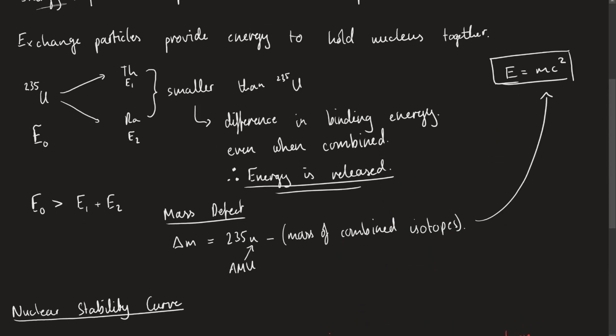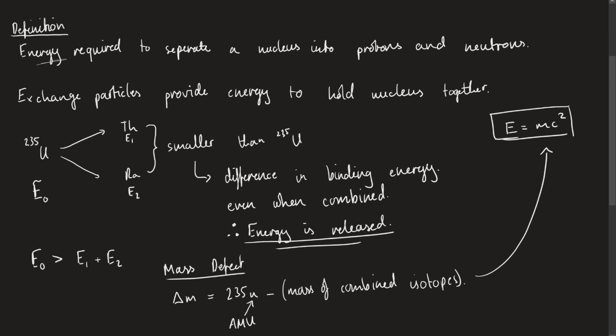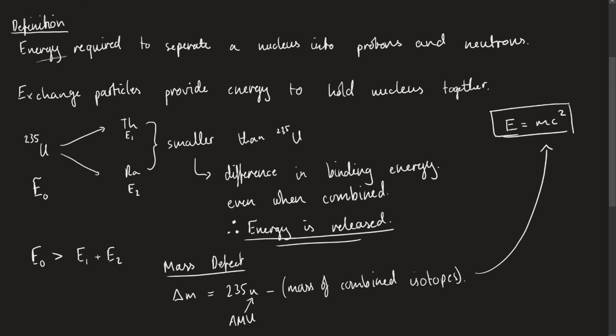So to recap, we've said that we can define the binding energy of a system as the energy required, or the work that must be done, to separate a nucleus into its protons and neutrons. We said that when we split apart an atom in a fission reaction, we end up with a difference in the binding energy of the daughter nuclei in comparison to the parent nucleus.